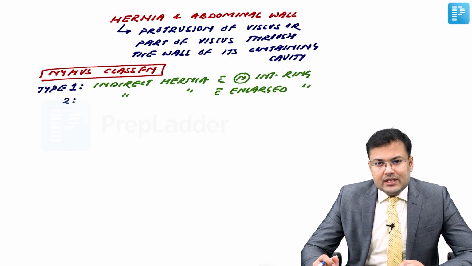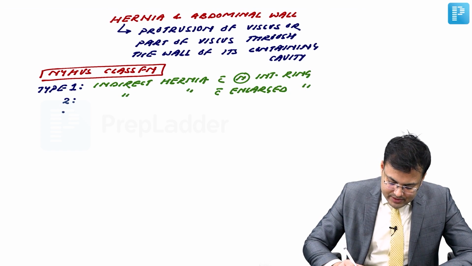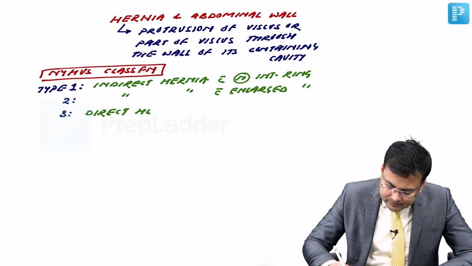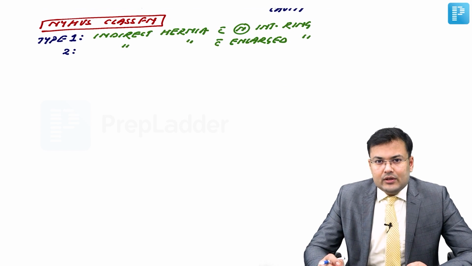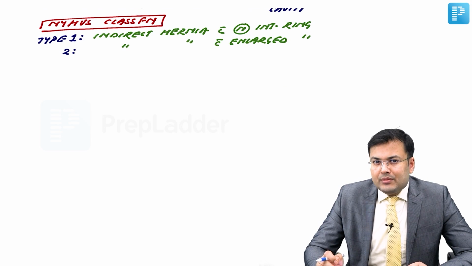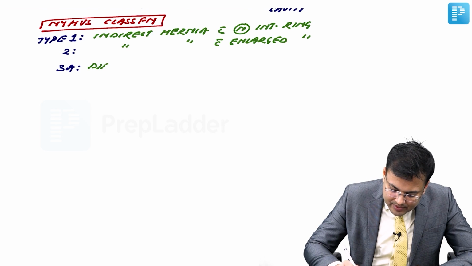In type 3, patients are having direct hernia. So what happens in type 3? Type 3, when the patient is having direct hernia. Type 3 is further divided into 3A, 3B, 3C. What is type 3A? Type 3A is direct hernia.